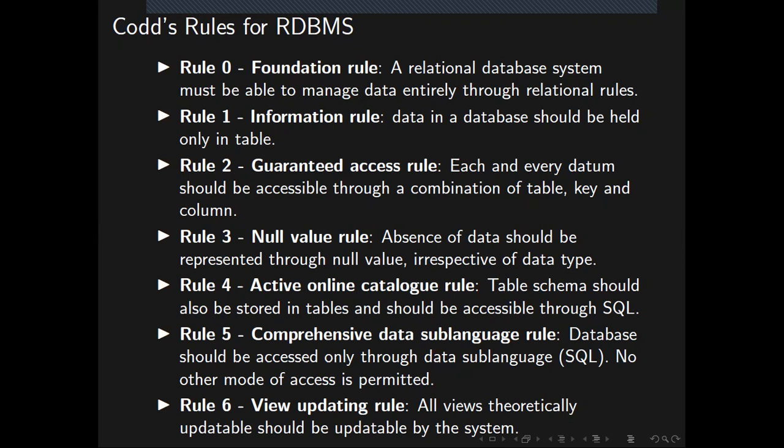Online catalog means schema or table structure. You should be able to retrieve the structure of the table whenever you wish. What are the columns? What are the data types? What are the constraints? All those things should be clearly displayed when you make a query for access. Then the comprehensive data sublanguage rule. It says that SQL should be the only language for accessing RDBMS data. No other language is permitted. View updating rule. You should be able to update any particular information if it is possible to update it. Whatever information you wish to update, you should be permitted to update it.